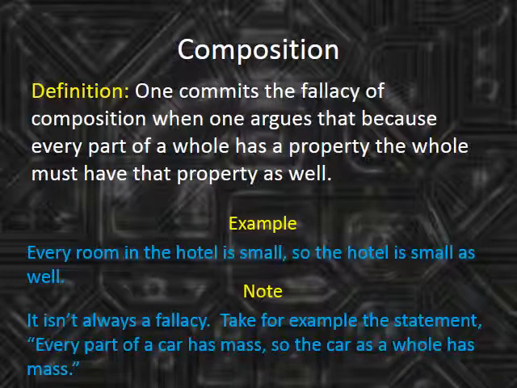An important note though, this isn't always a fallacy. When a property is transitive, that is to say it can be applied additively to its members, this isn't a fallacy. So if you argue, for example, that every part of a car has mass, so the car has mass as well, that is not a fallacy.